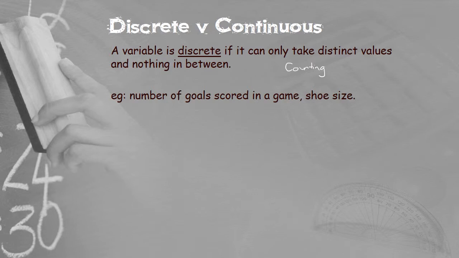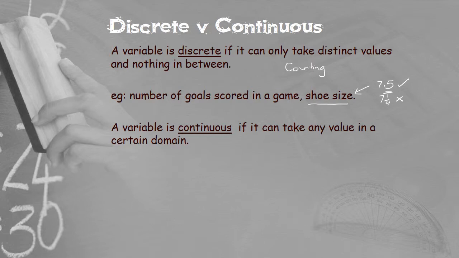Another example is shoe size. This is a good example where we can have half values, because you could have shoe size 7.5, that's fine, but you wouldn't be able to go into the shoe store and ask for a size 7.25 shoe. I think if you did that, they'd look at you like you were a bit crazy. So this is still discrete because shoe size can only take certain values. Some stores might have half sizes, but you're never going to find quarter sizes.